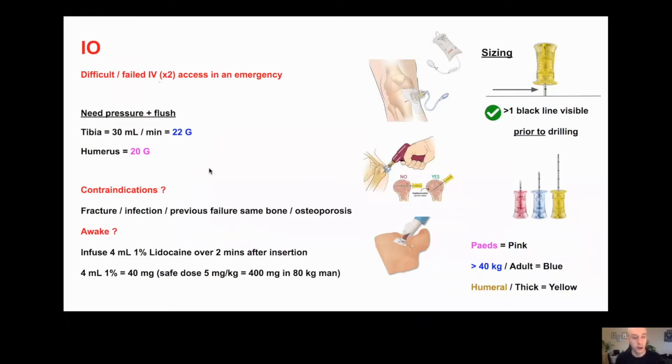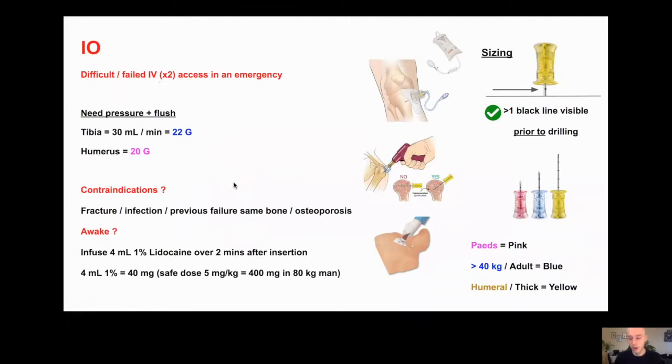When wouldn't you want to put an IO in? Well, if you've tried once and you failed on that bone, unfortunately you have to give up on that bone. If they have overlying infection or fracture, or if they've got some sort of brittle bone disease, osteoporosis, then you can't, because you might fracture the bone. Interestingly, they can be put in awake.